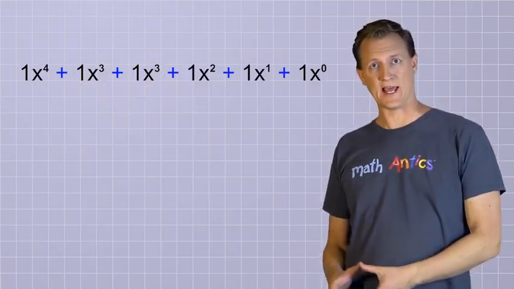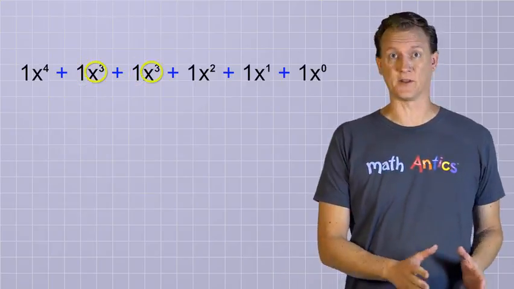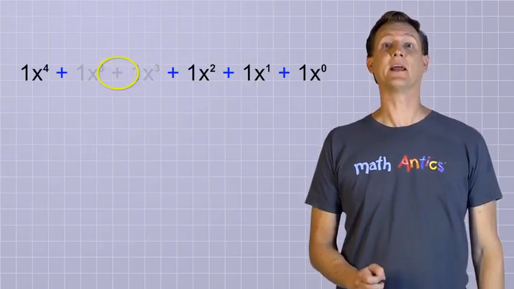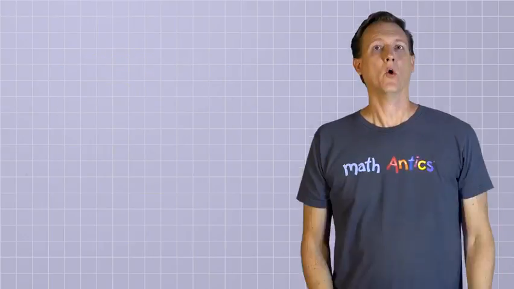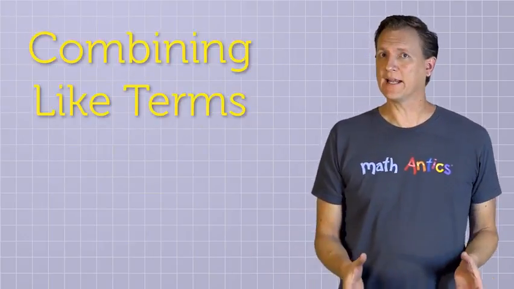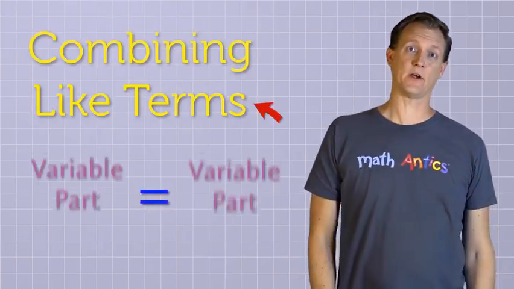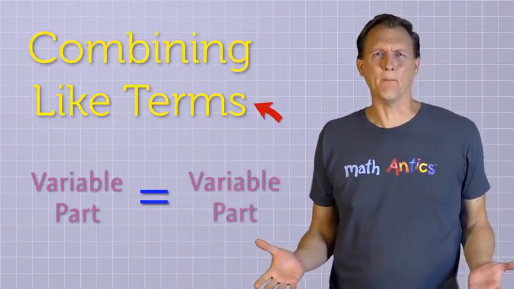To do that, you just add the number parts and you keep the variable part the same. So 1x cubed plus 1x cubed combine to form 2x cubed. What we just did there is called combining like terms. Like terms are terms that have exactly the same variable part. But why can we combine them?